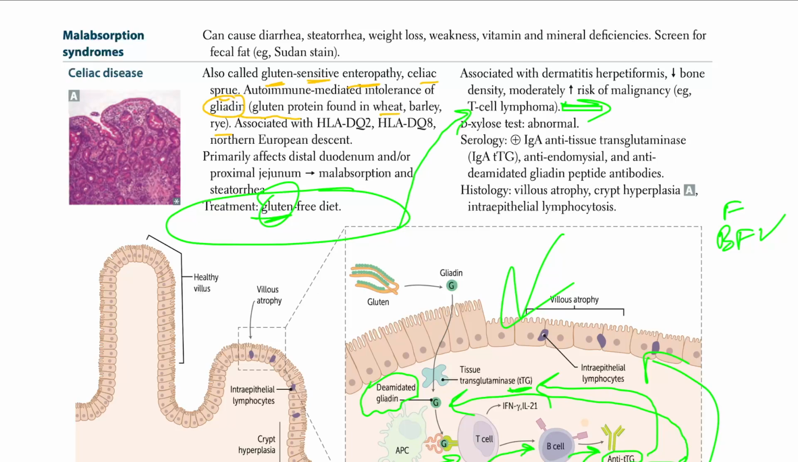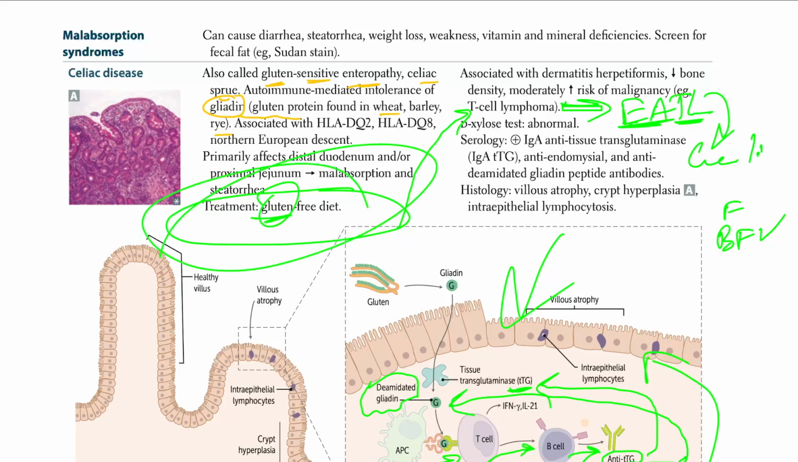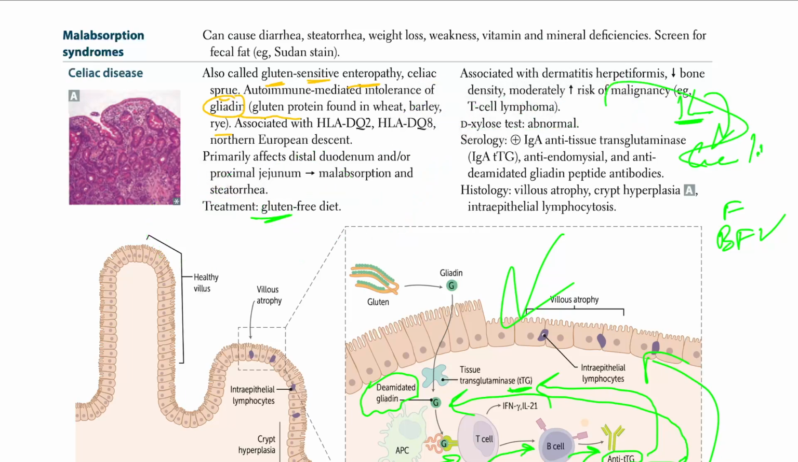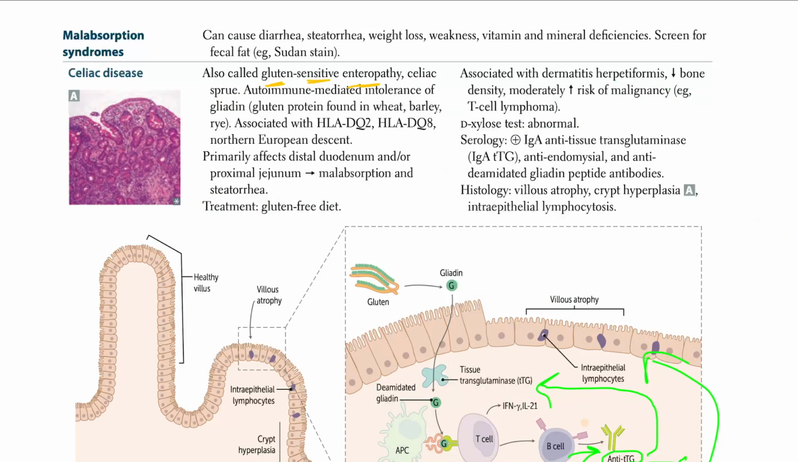So the way it goes is, despite good dietary control, there is a moderately increased risk of malignancy of T-cell lymphoma, which is called EATL. EATL means enteropathy-associated T-cell lymphoma. This leads to formation of the celiac disease, even though the patient is already on a strict diet. But you can decrease the chance of T-cell lymphoma messing up things. Okay.